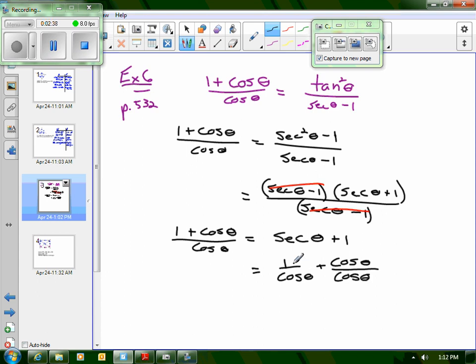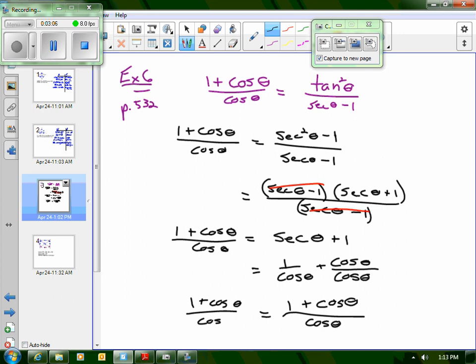So that you have this as a fraction, plus I have this as a fraction, and they have a common denominator. So if you put these two fractions together, look what happens. On top you'll have 1 plus cosine. On the bottom you'll just have the common denominator of cosine, which is what I wanted. 1 plus cosine of theta over cosine.